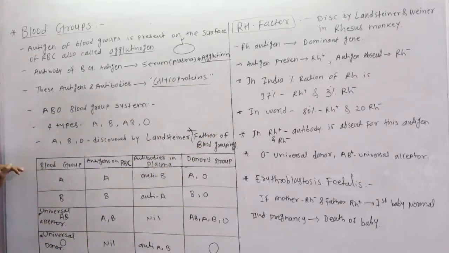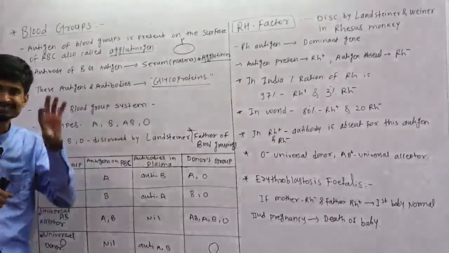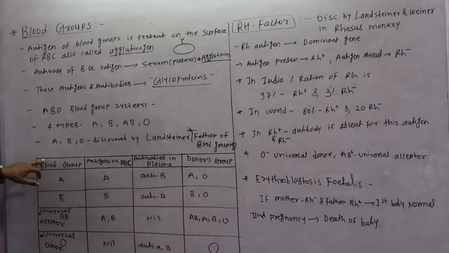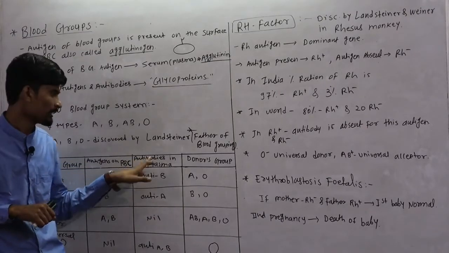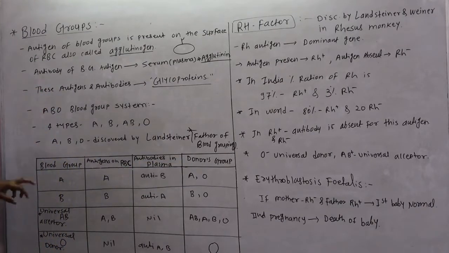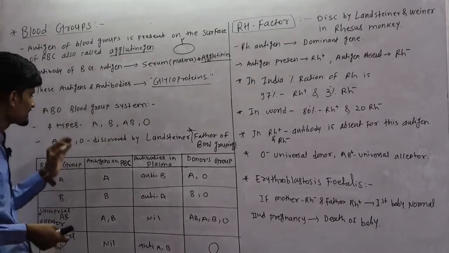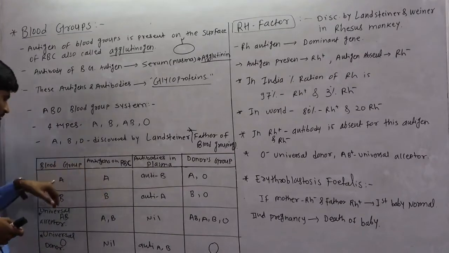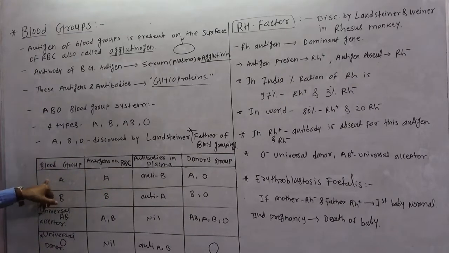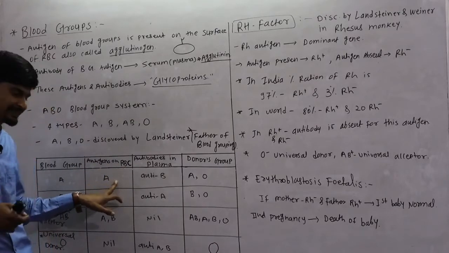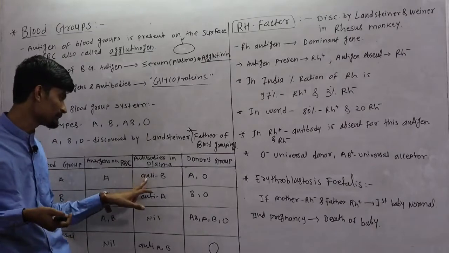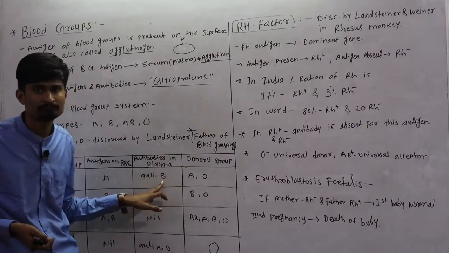So we will study these blood groups with the help of a small chart. There is a blood group column, then a column for antigens on RBC, then antibodies in plasma and the donors group. If the person has blood group A, it means that students the antigen on the RBC is A, that is why the blood group is called A. And at the same time, the antibodies in plasma will be antibody B, that is anti-B.